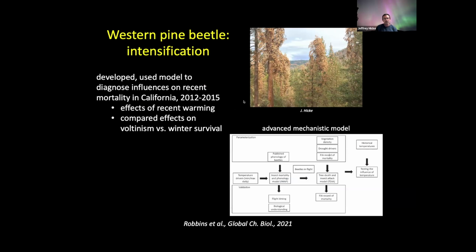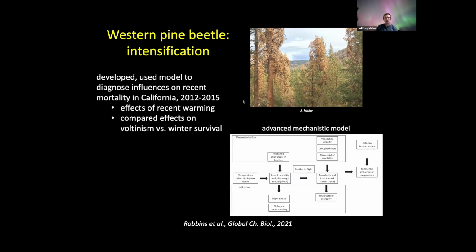Turning now to another intensification event of Western pine beetle. That beetle caused lots of mortality in conjunction with a major drought in California in 2012 to 2015 or later. Robbins et al. published a paper recently whereby they developed a nice advanced mechanistic model that included the major components or drivers of these outbreaks.